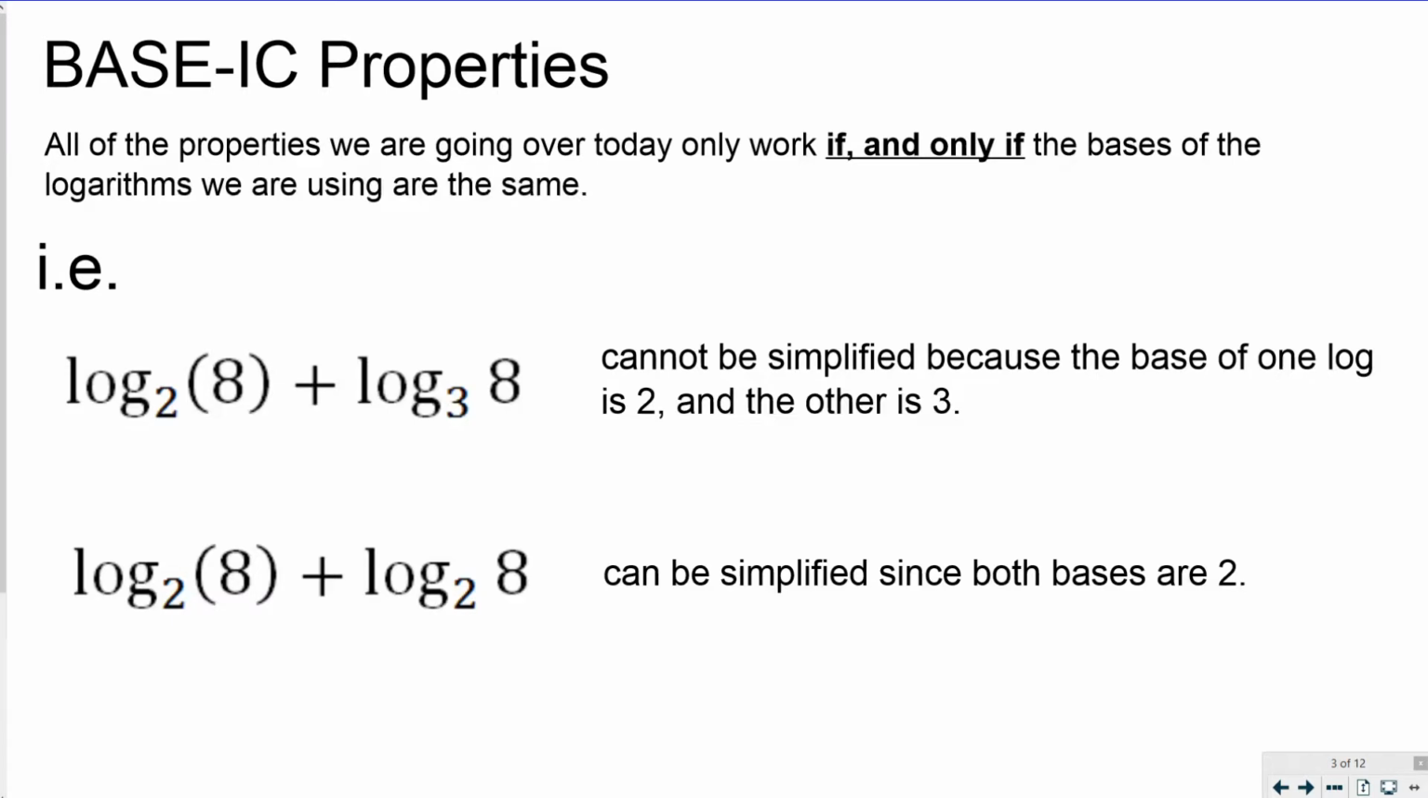All of the properties we are going over today work if and only if the bases of the logarithms we are using are the same. So, i.e., log base 2 of 8 plus log base 3 of 8 cannot be simplified because the base of one log is 2 while the base of the other is 3. And then log base 2 of 8 plus log base 2 of 8 can be simplified since both bases are 2.